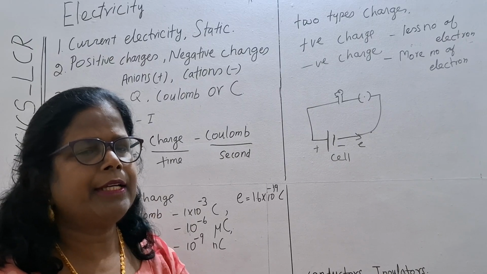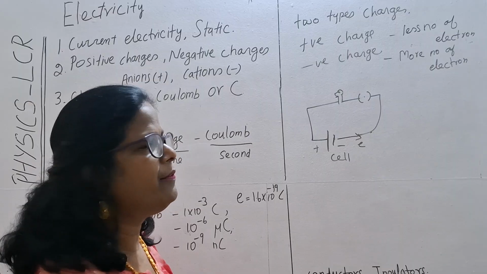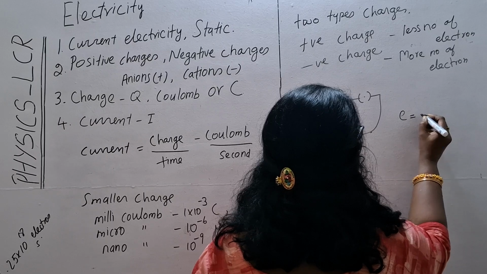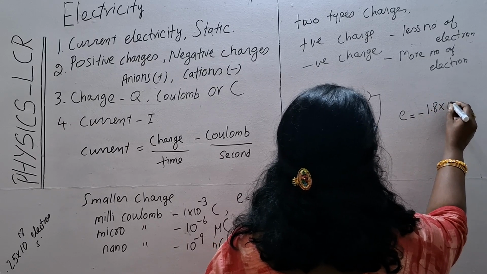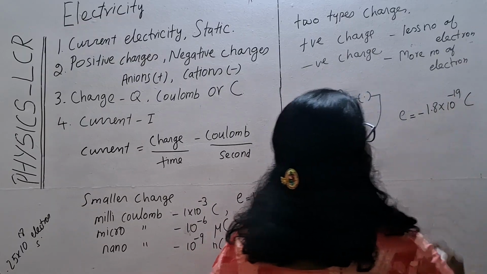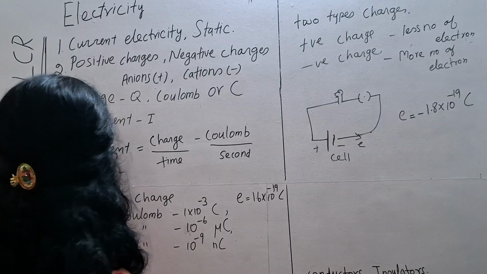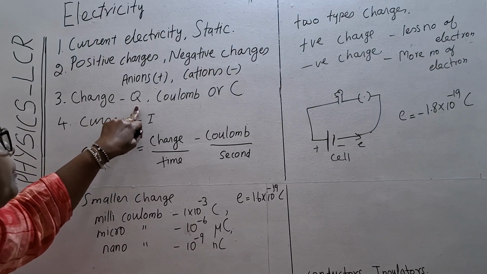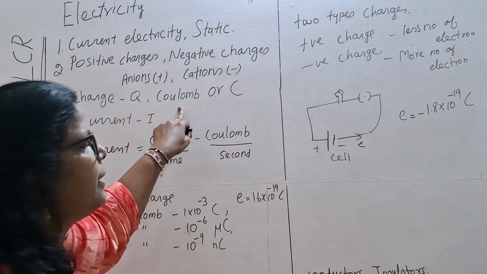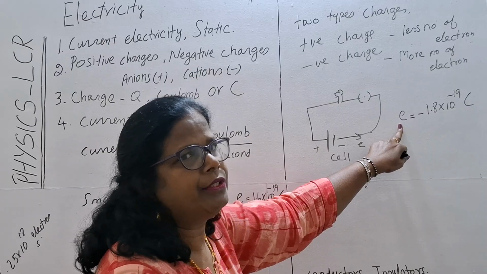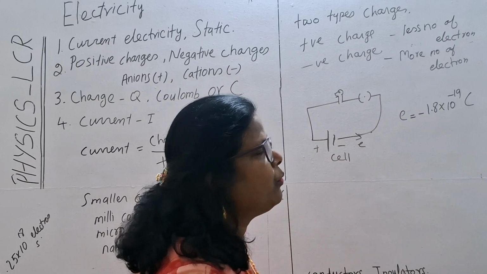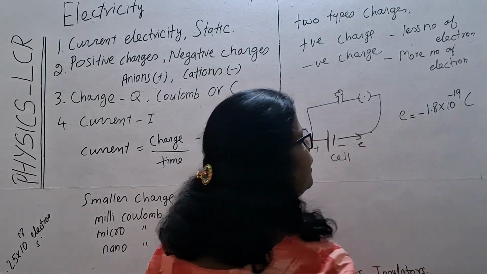So here electrons are moving. What is the charge of the electron? The charge of the electron is minus 1.6 into 10 power minus 19 coulomb. The charge is denoted by the letter Q, and the unit of charge is coulomb. So one electron has a charge of 1.6 into 10 power minus 19 coulomb. But it is an electron, that's why we denote it with minus.